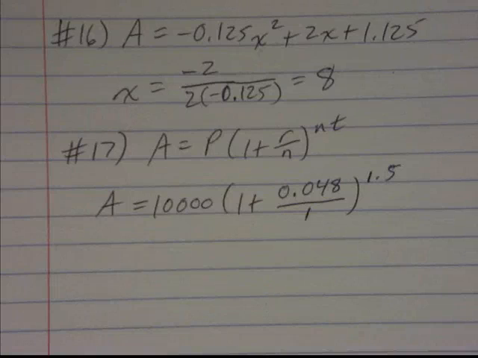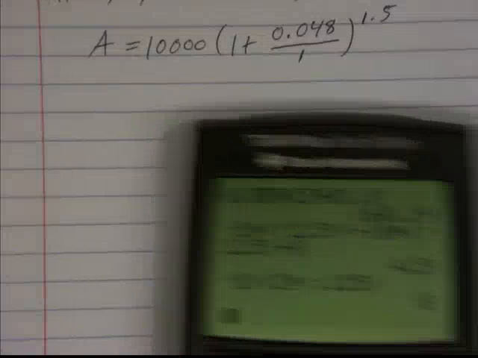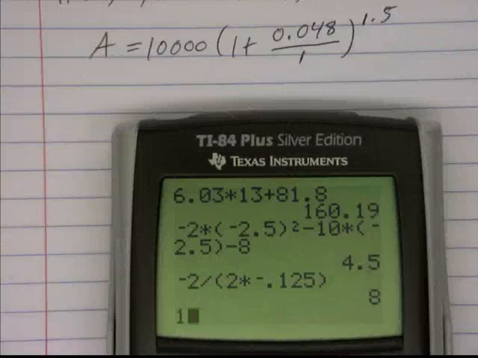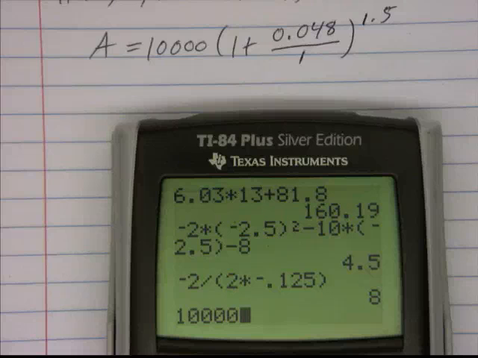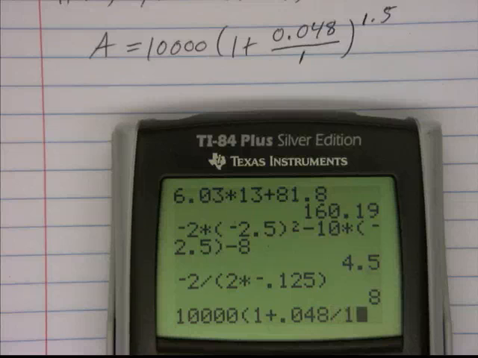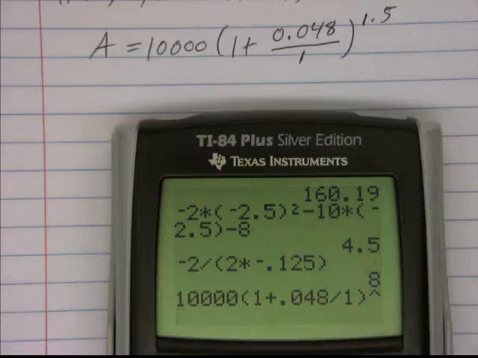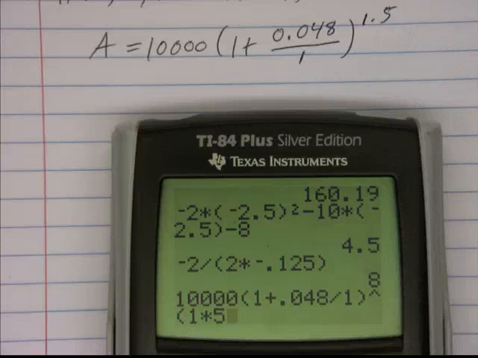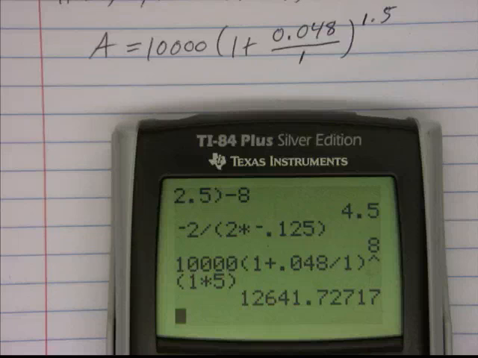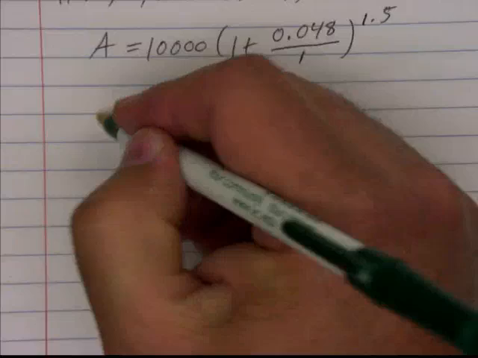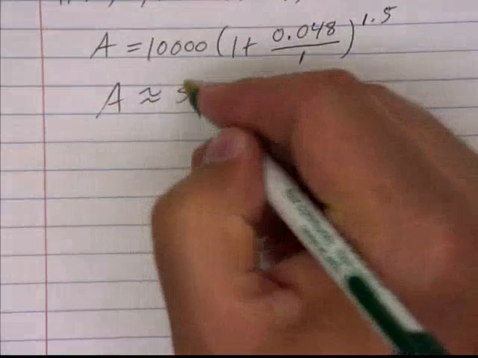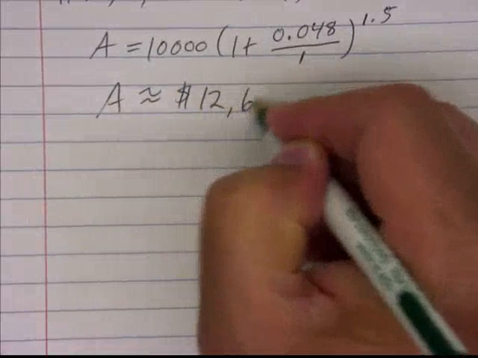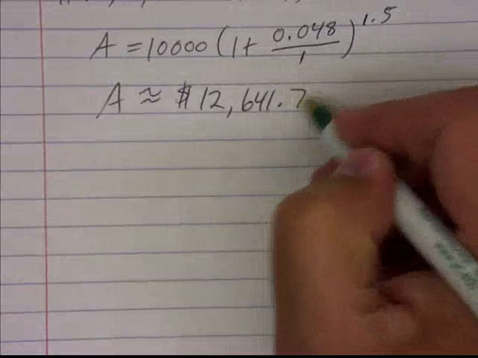So now I would get my calculator out, and just for practice, I'm going to plug the whole thing in. 10,000 times 1 plus 0.048 divided by 1, close parentheses, raised to the, and then typically I would need parentheses for all of this stuff in the exponent, 1 times 5. And that gives me 12,000, and I round it off, $12,641.73.